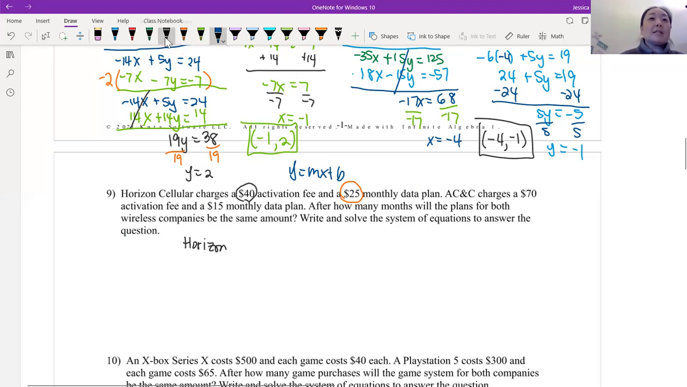So for Horizon, our $40 activation fee, that's our b. And our monthly data plan, that's our m. So our equation will look like y equals 40x, haha, just kidding. Did you catch that too? m is 25, so 25x plus 40. Right, that's Horizon. What about ACNC?